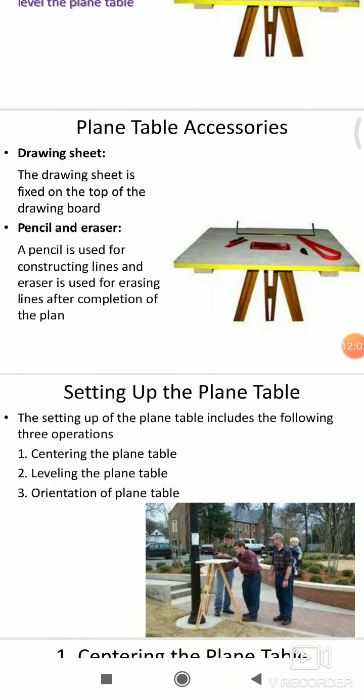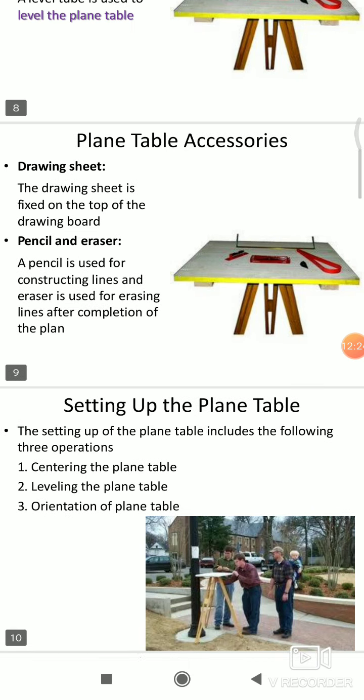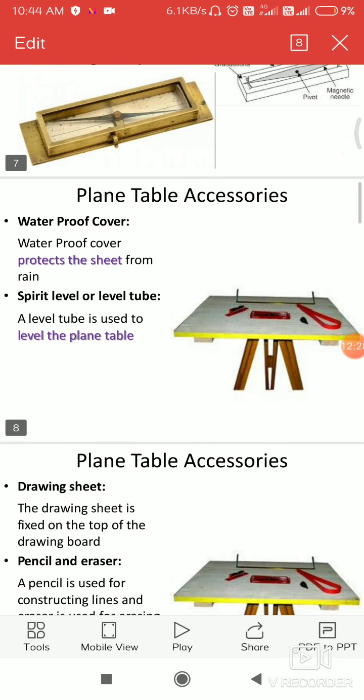The next accessory is the drawing sheet. The drawing sheet is white paper fixed on top of the drawing board, and on this sheet the maps are prepared. The next accessory is a pencil and eraser. A pencil is used for constructing the lines, and an eraser is used for erasing the lines after completion of the plans. So these are the accessories which are used in the plane table survey.